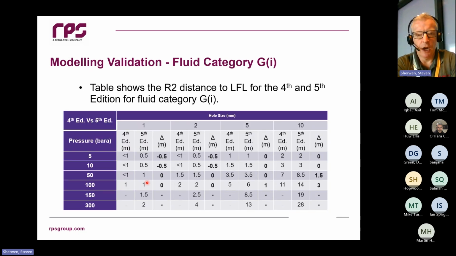Okay. Fluid category G1 is natural gas. Or should I say the correct term is a methane-rich gas, but it's natural gas. And as you can see here, we've got some very similar figures to what was in the 4th edition. What was decided, though, was to get rid of what I think a lot of people's opinion was the slightly confusing "less than a metre".